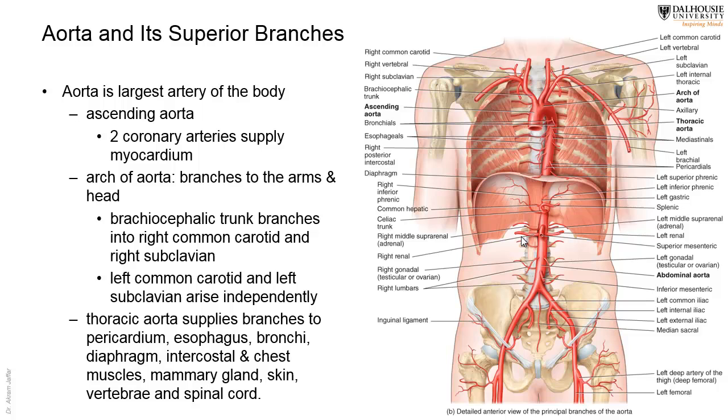So here we have the subclavian and common carotid arteries on the right side, arising from a single trunk. On the left side, each one of them arises directly from the arch of the aorta. So you have three branches. Ultimately, they will become four branches. And then you have the descending aorta, which goes down into the abdomen, passes through the diaphragm, and becomes the abdominal aorta.